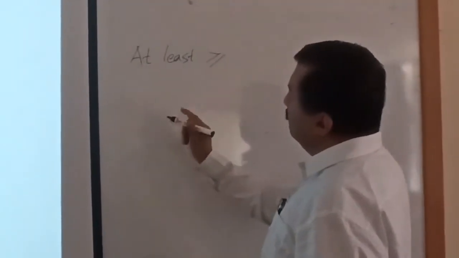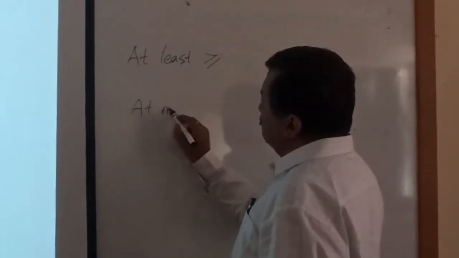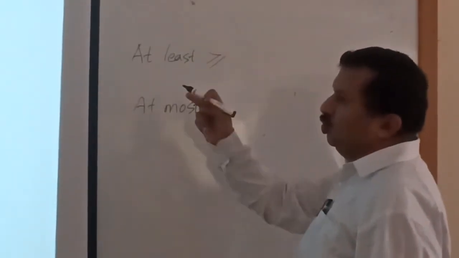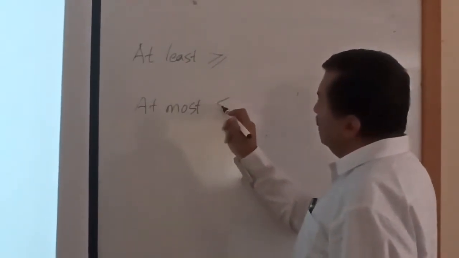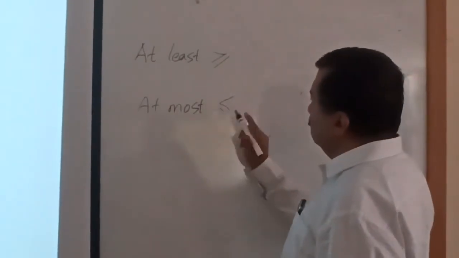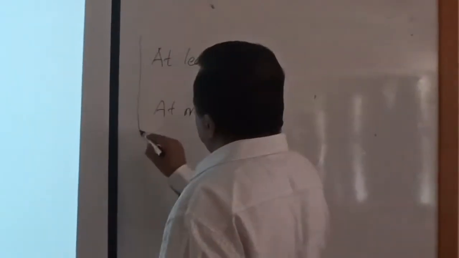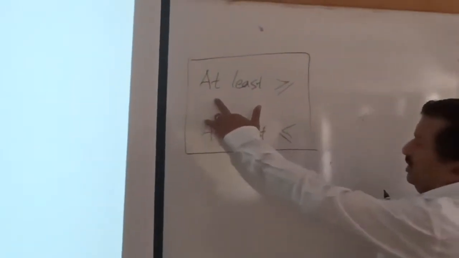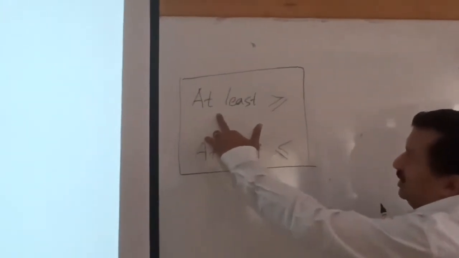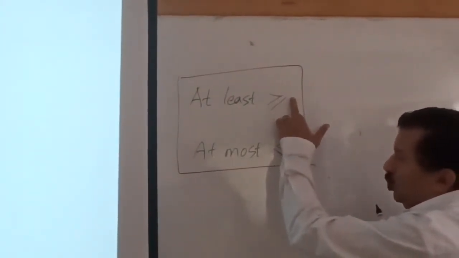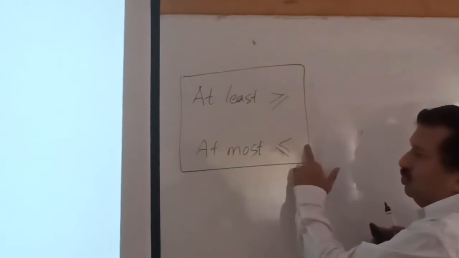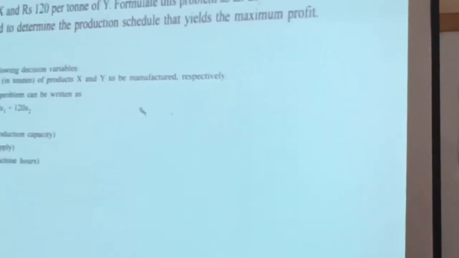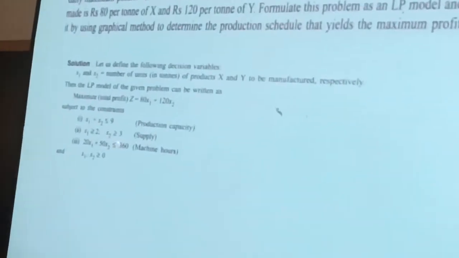2 or more. There is another wording which comes in most of the problems, that is at most. At most 2 means what? 2 or less than 2. Therefore the correct symbol is less than or equal to. So I think you need to keep this in your memory. So wordings in a problem can be at least or at most. At least 2 means 2 or more. At most 2 means 2 or less. That is, we have got X1 greater than or equal to 2 and X2 greater than or equal to 3.